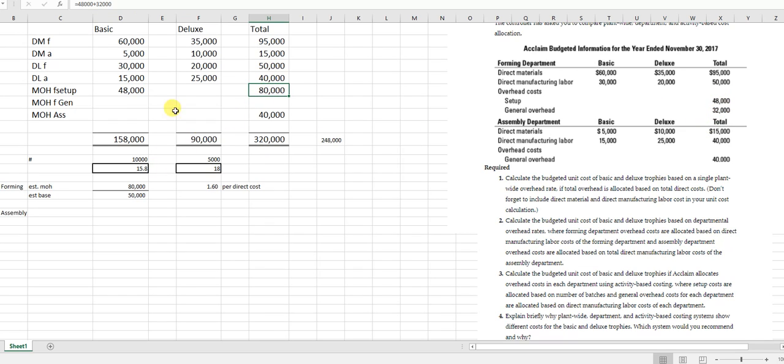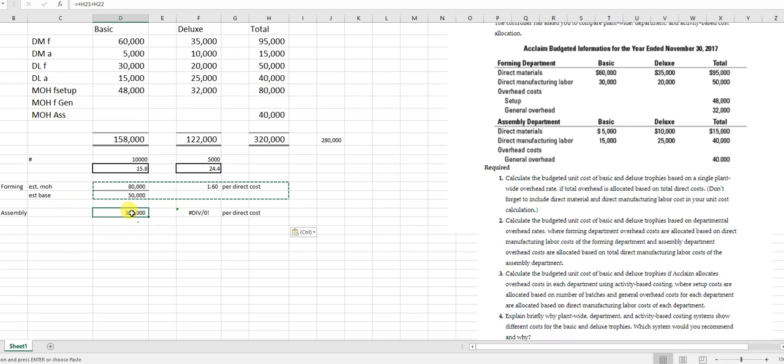Okay. So I simply take the direct labor of the forming department, go here, I simply take that times my $1.60, okay? And then I'm going to go here in the deluxe, and I'm going to simply take the direct labor of the forming department for the deluxe times my $1.60. And notice that I've got 48,000 and 32,000. Now this one says in the assembly department overhead costs, so I'm going to do the same thing for assembly, and let's copy it down there, then fill in the right numbers.